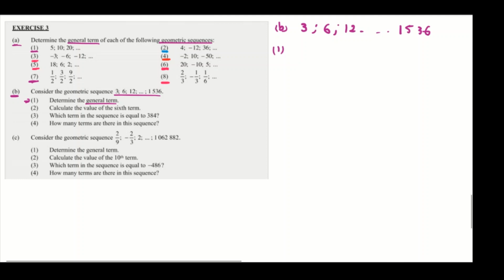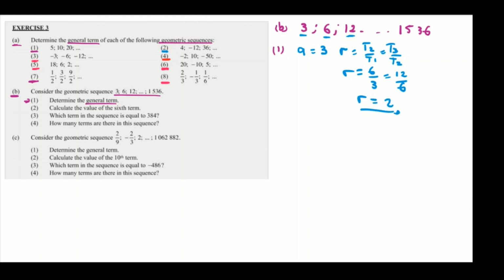The first part of the question is to identify the general term of the sequence. To find the general term, we need to identify the A value, which in this case is 3, and the R, which is T2 over T1, equal to T3 over T2. So term number 2 is 6 divided by term number 1, which is 3, equals term number 3, which is 12, divided by term number 2, which is 6, right? So my common ratio for this problem here is 2.